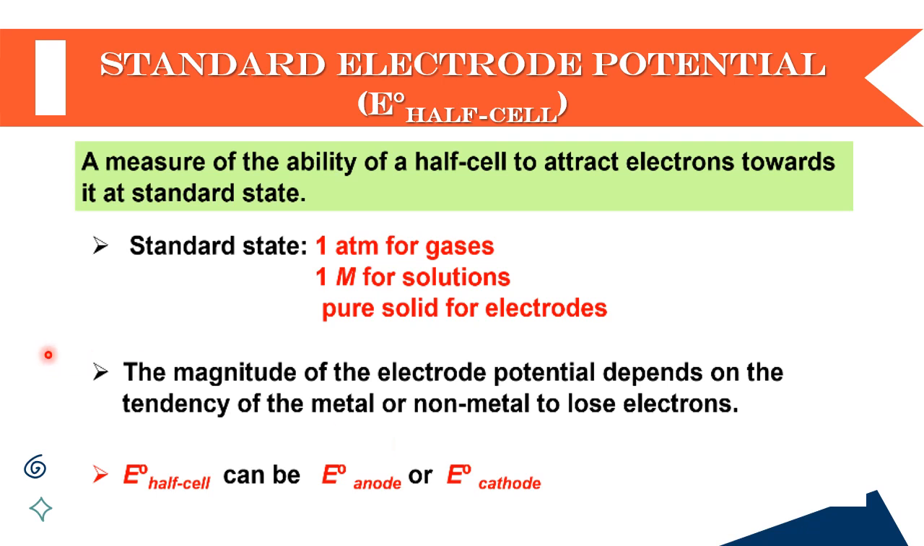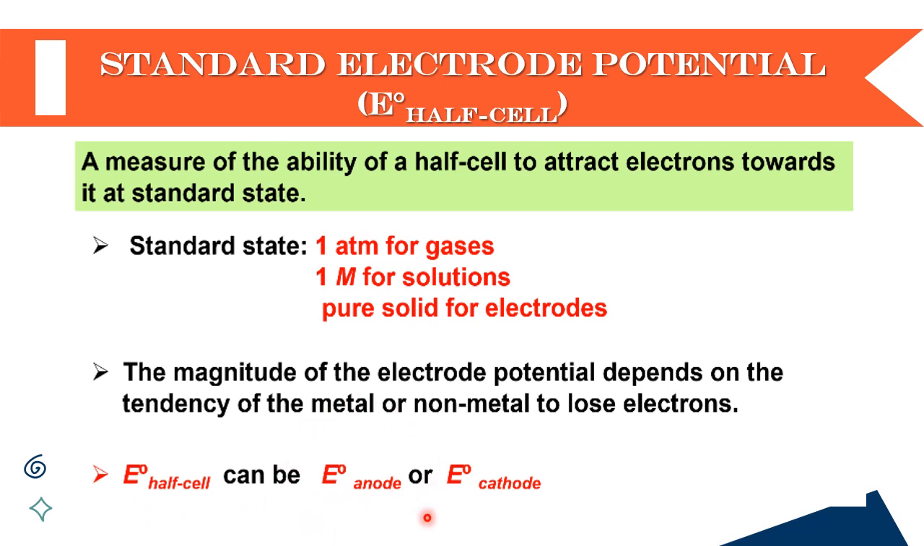So just to refresh your memory, E0 half cell is a measure of the ability of a half cell to attract electrons towards itself at standard state, or we also call it the ability of one half cell to undergo reduction process. The magnitude of the electrode potential depends on the tendency of the metal or non-metal to gain electrons to undergo reduction process.